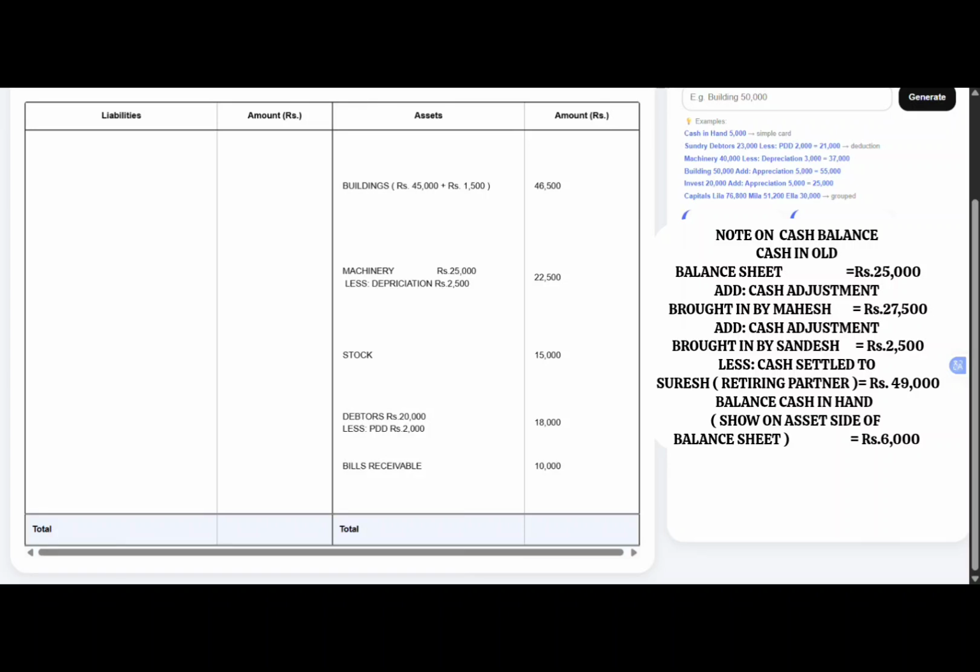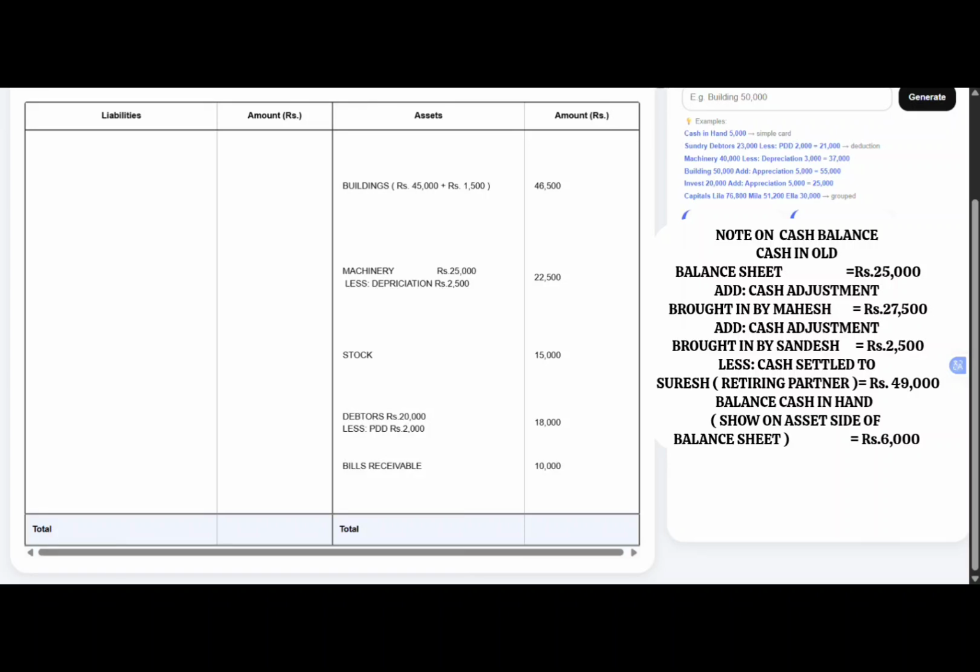So cash is being given to the retiring partner. In the similar manner, the continuing partners have adjusted their capitals in cash. So the deficit amount is being brought in to the firm. So there are a lot of changes that are taking place to the cash, as we have already seen in the adjustment, which I have shown in the working note.